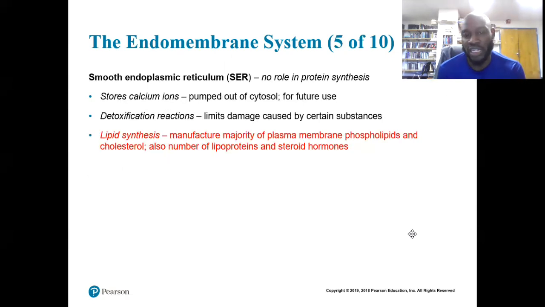Your smooth endoplasmic reticulum has no role in protein synthesis. Remember, the rough endoplasmic reticulum has the ribosomes connected to its surface, so it's involved in protein synthesis. Smooth, not so much. No ribosomes connected to the surface. It's more so for storing calcium ions, which are pumped out of the cytosol for future use. Detoxification reactions and lipid synthesis. Right, so it manufactures the majority of plasma membrane phospholipids and cholesterol.